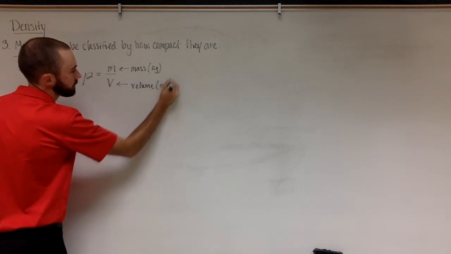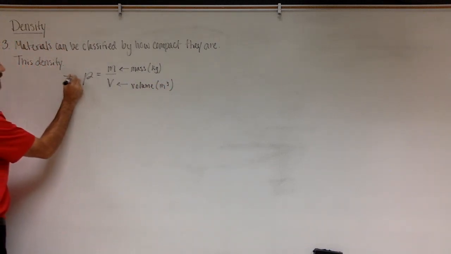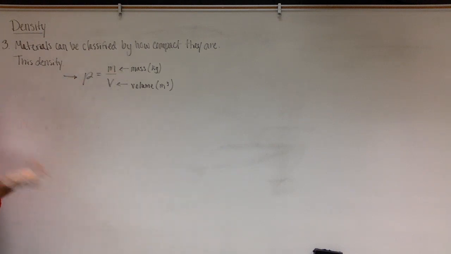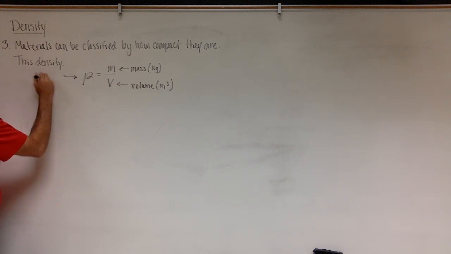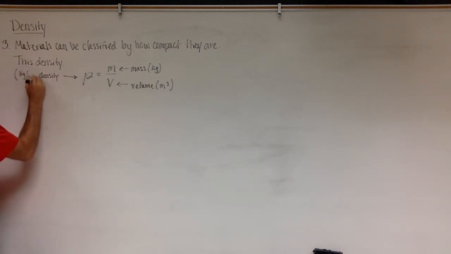And if you've done this in chemistry or another science, they may give you it in different units. They're all still just mass over volume and you have to convert it. So our density is going to be measured in kilograms per cubic meter.